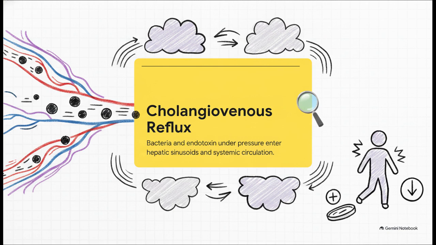This is where bacteria and inflammatory endotoxins are pushed backward under high hydrostatic pressure directly into the hepatic sinusoids and then the hepatic veins. The second pathway is cholangiolymphatic reflux, where the contents just overflow into the periductal lymphatics, eventually draining right into the thoracic duct. Both of these pathological routes land massive inoculums of bacteria directly into the systemic circulation in a matter of hours.